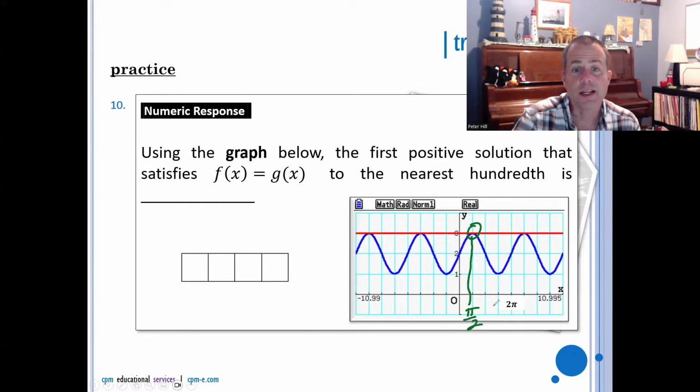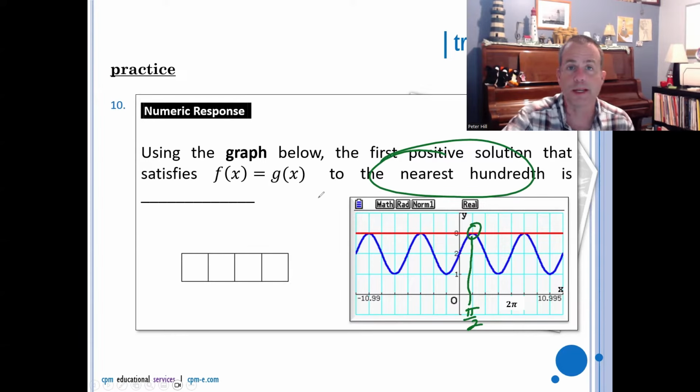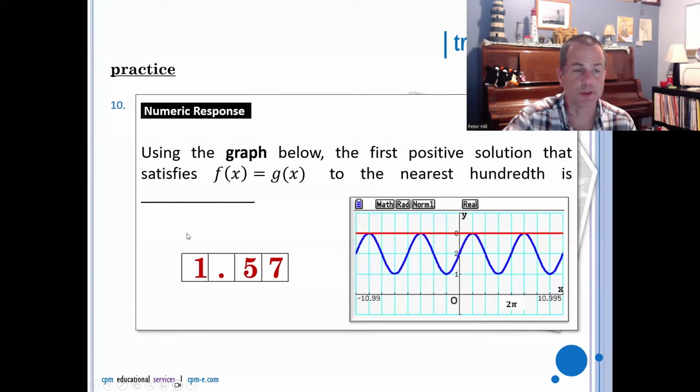Okay, so then it said rounded to the nearest hundredth. So I'm just going to go pi divided by 2 in my calculator, figure out what that decimal is, and properly round that decimal to the nearest hundredth. And that would be 1.57. Okay, 1.57.